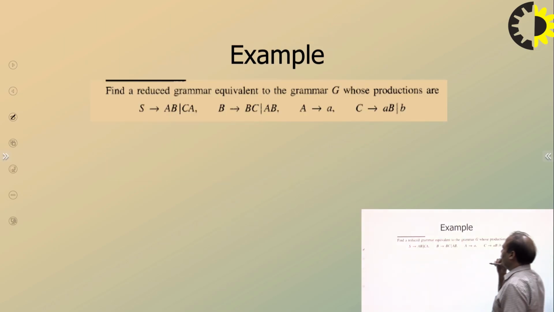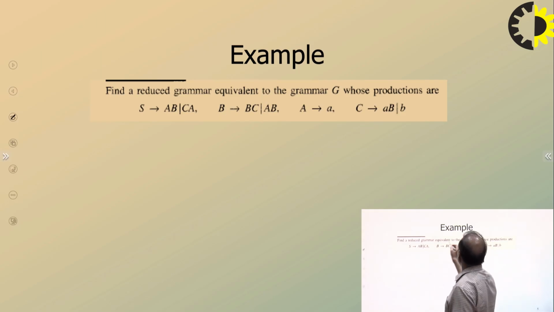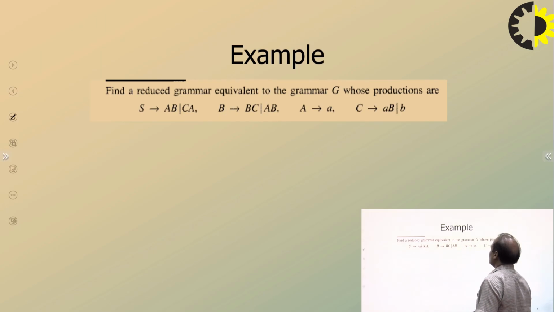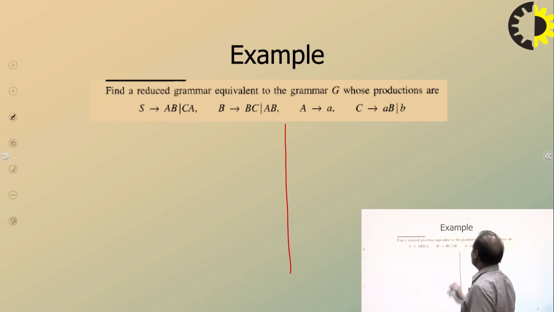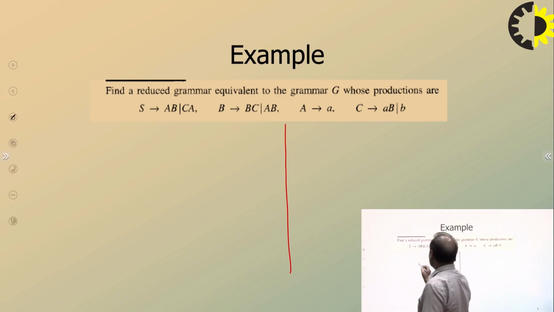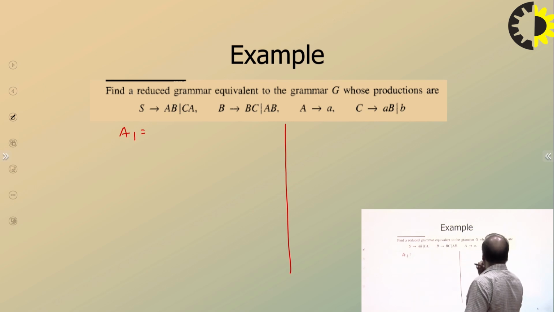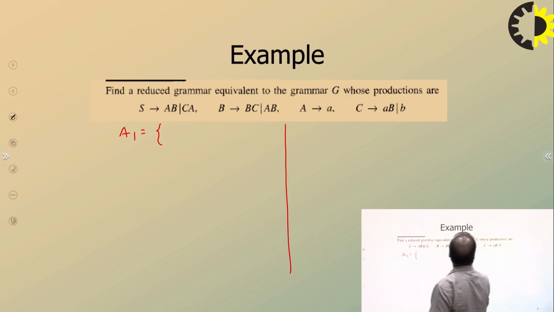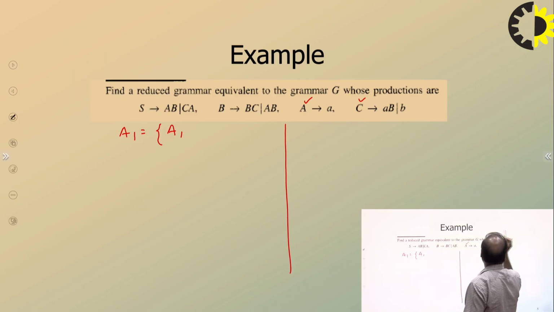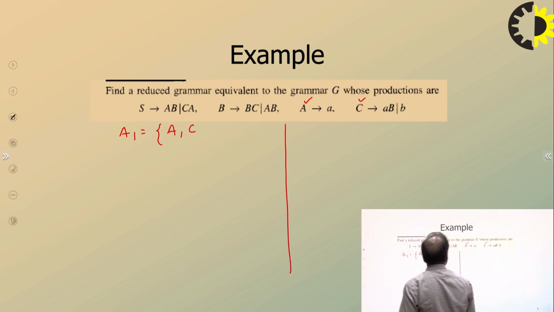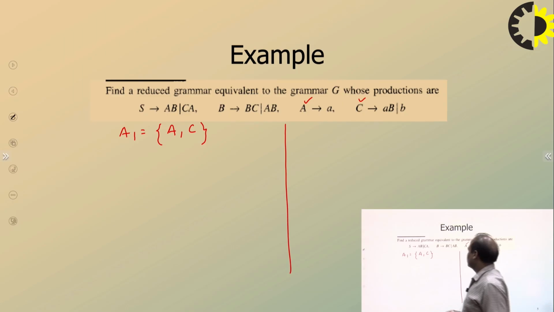Let's have another example. So the question is like this: find a reduced grammar equivalent to the grammar G whose productions are these. In this type of question, first you have to remove the non-active variables, right? So let us see the non-active variables. Again, A1: take those non-terminals which directly produce a terminal. Clear? So A1 will be, this one directly produces a terminal, take it here. And similarly, C also directly produces a terminal. So C is going to be part of A1. Clear? A1 is going to be A and C.